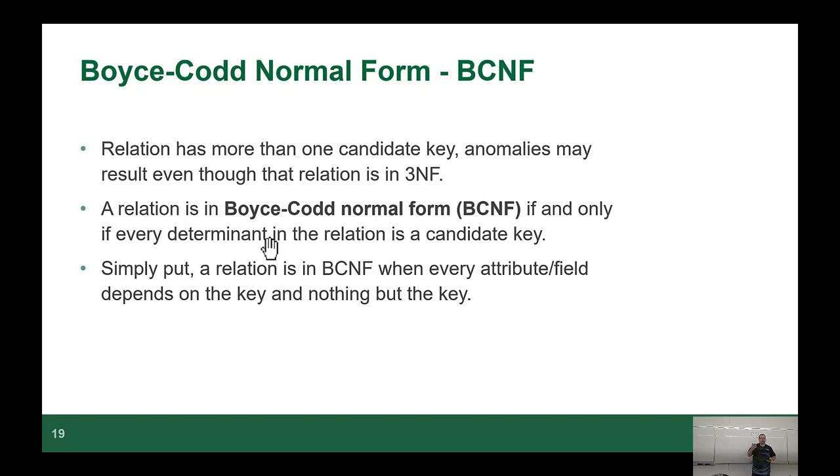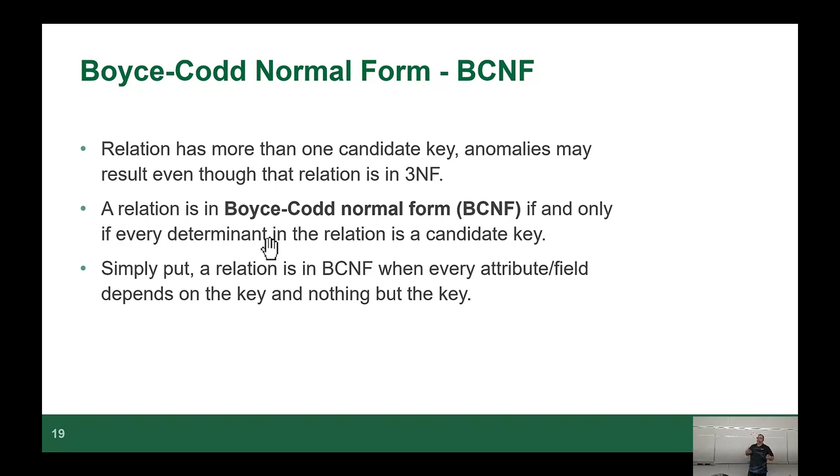A relation is in Boyce-Codd if and only if every determinant in a relation is a candidate key. In other words, Boyce-Codd is when every attribute or field depends on the key and nothing but the key. Let's say we have multiple potential keys. To be in Boyce-Codd, we get rid of the potential multiple keys. We find the right set to solve it. Sometimes we actually have to create a new attribute at this point to fix it.